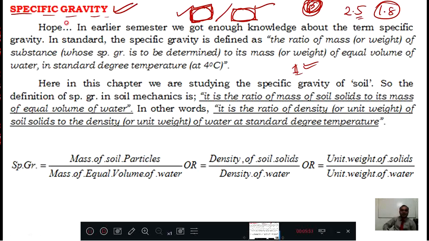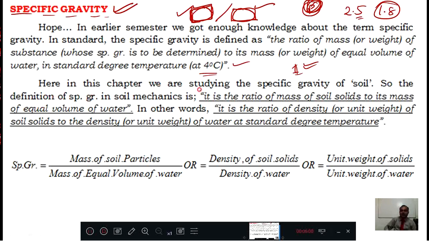Okay. And here it is said, I hope in earlier semesters we got enough knowledge about the term specific gravity. In standard, specific gravity is defined as what? The ratio of mass or weight of the substance whose specific gravity is to be determined to the mass or weight of an equal volume of water at standard temperature, that is 4 degrees.